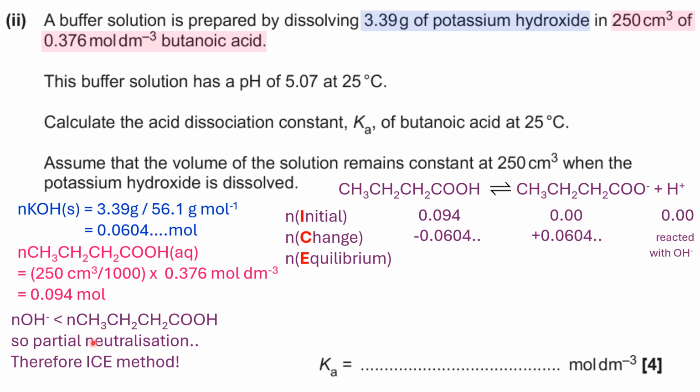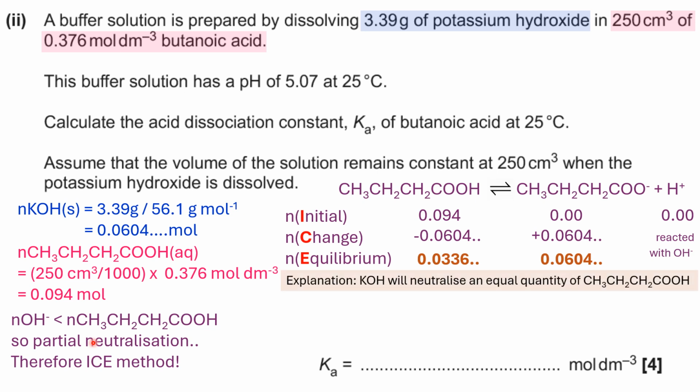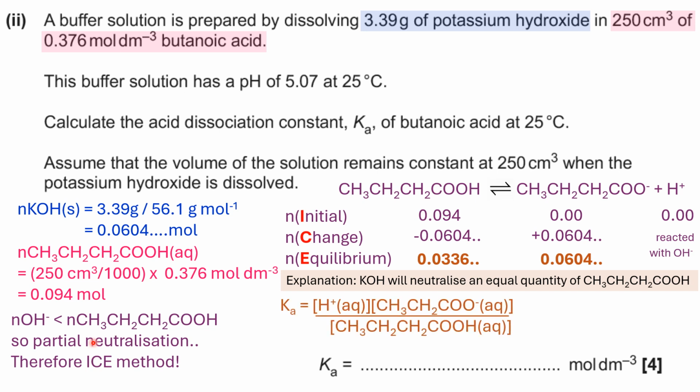So we're left with 0.0336 moles of our weak acid once all of the potassium hydroxide has been used up, and we've also made 0.0604 moles of our conjugate base, the butanoate ion. So like we said, the KOH will neutralize an equal quantity of the weak acid. So now we can start using the Ka expression and inserting the values that we have.